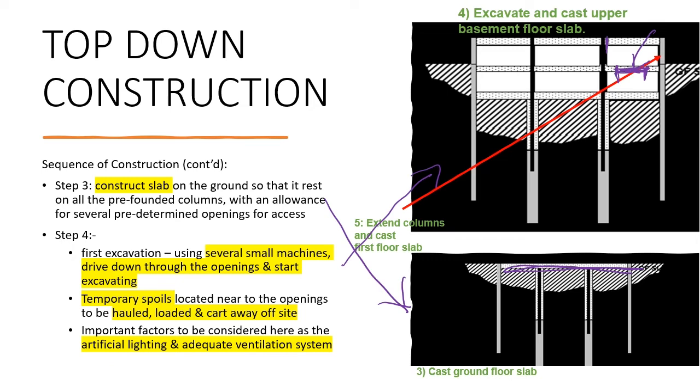The important factors to be considered here are the artificial lightings and adequate ventilation system. Bila kita masuk ke bawah, because of the openings is small, jadi mungkin kita tak cukup pencahayaan and also tak ada ventilation system. And also at the same time, we can extend column and cast first floor slab atas ni. So kalau kita ada bangunan yang bertingkat tinggi ke atas, kita boleh buat dia concurrently, bersama-sama. Maksudnya construction of basement boleh to place at the same time, construction for upper floor pun boleh dijalankan juga.